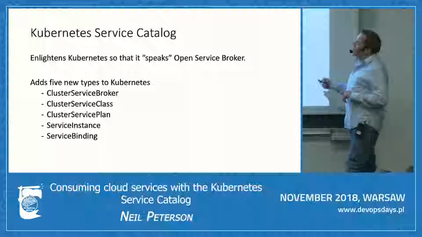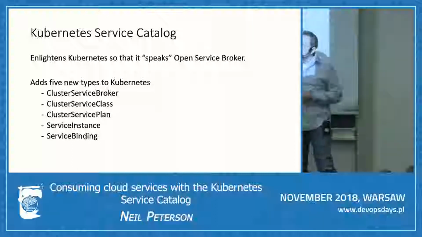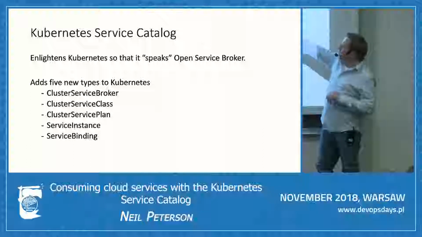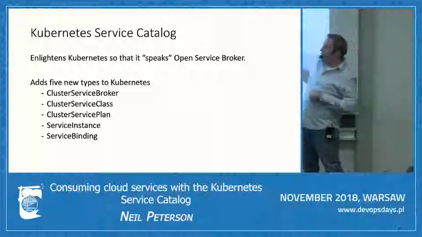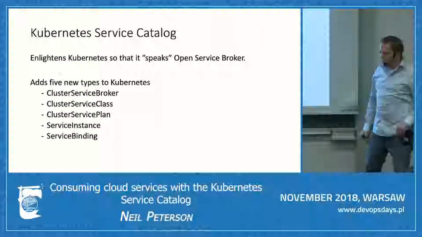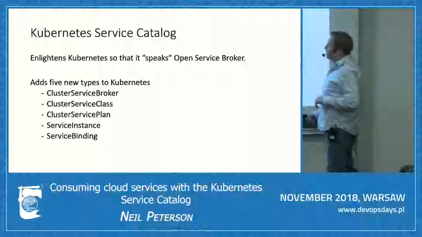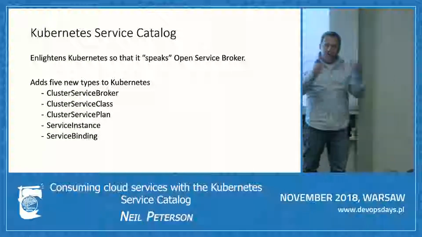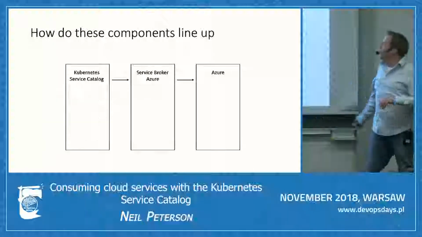What Service Catalog does is it adds 5 new types to your Kubernetes cluster. Cluster Service Broker, Cluster Service Class, Cluster Service Plan, Service Instance, and Service Binding. And so just like get pod, I can do kubectl get service binding. So we're basically just extending Kubernetes.